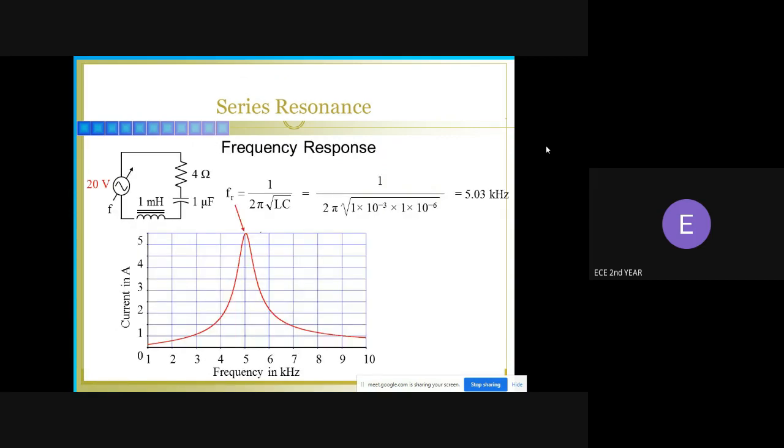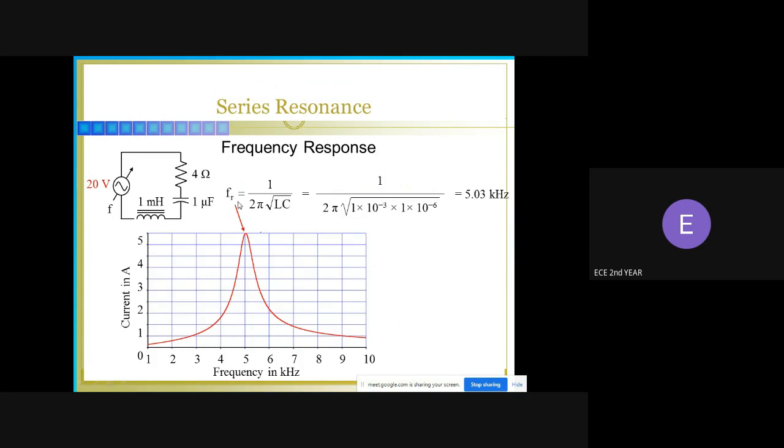So what is frequency response? What about the frequency response in a series resonance circuit? In a series circuit, R and C equal to 1 microfarad, L equal to 150 henry, all connected in series.